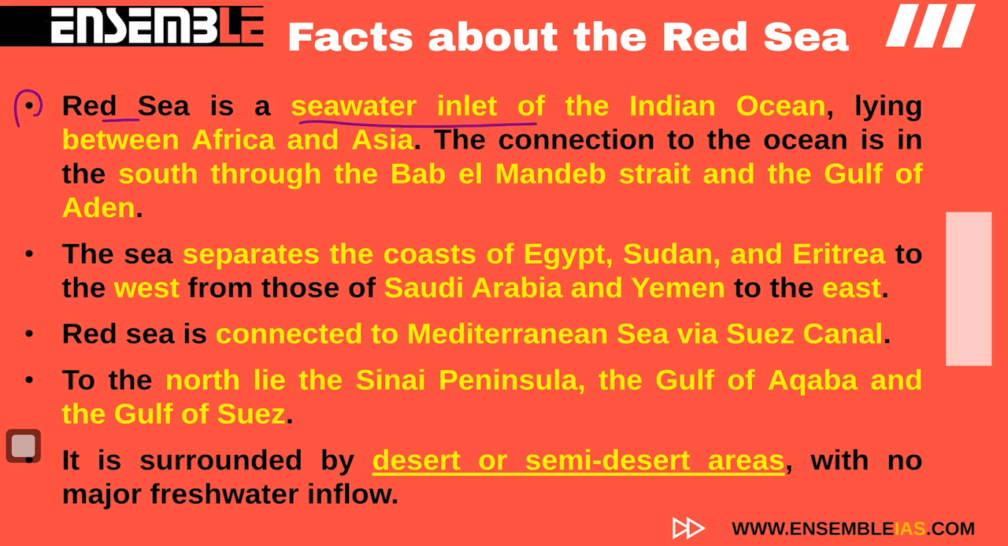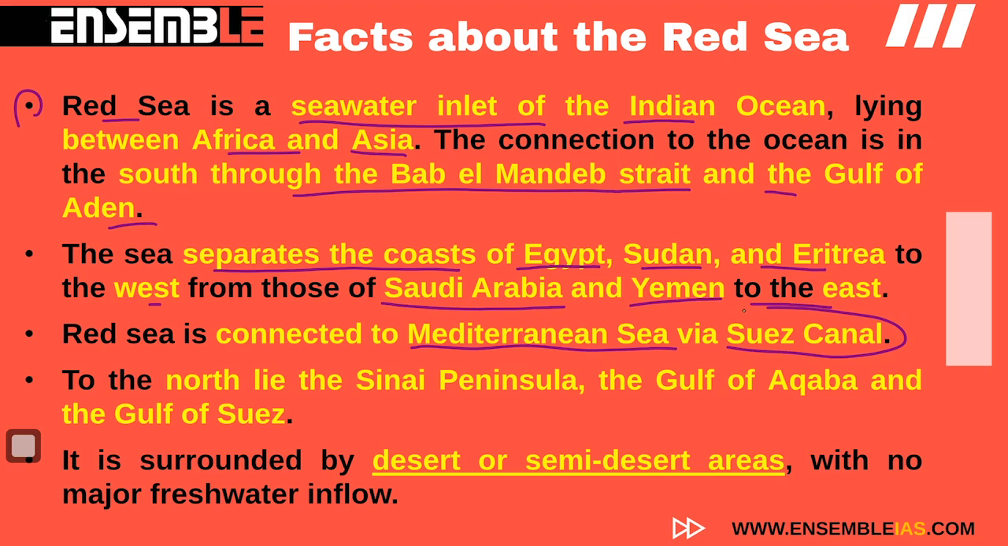The Red Sea is a seawater inlet of the Indian Ocean lying between Africa and Asia. The connection to the ocean is in the south through the Bab al-Mandab Strait and the Gulf of Aden. The sea separates the coast of Egypt, Sudan and Eritrea to the west from those of Saudi Arabia and Yemen to the east. The Red Sea is connected to the Mediterranean Sea via the Suez Canal.